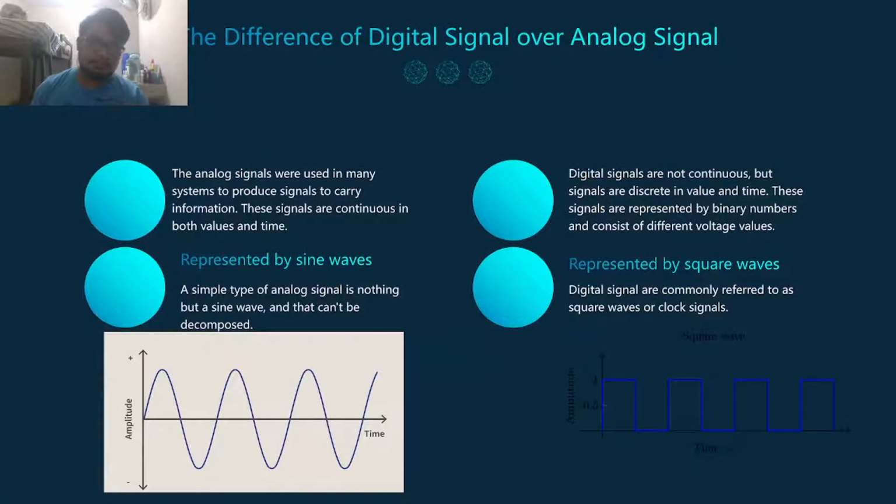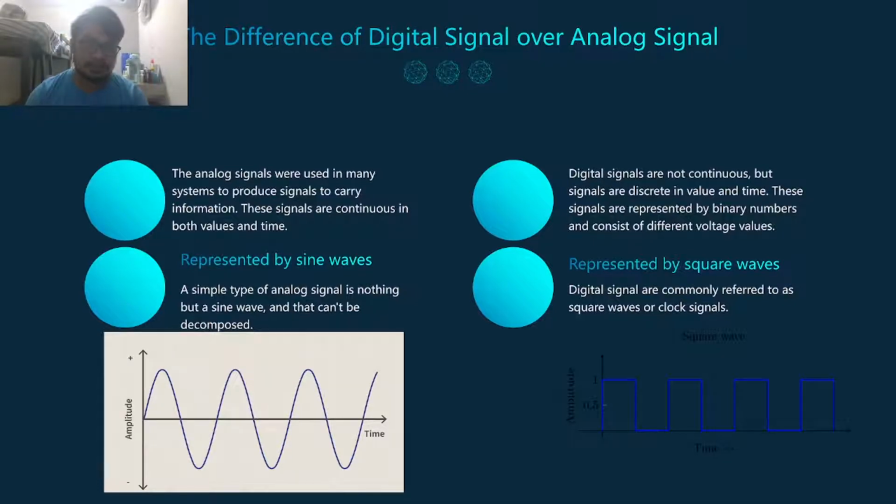Next is the difference of digital signal over analog signal. The analog signal were used in many systems to produce signals to carry information. These signals are continuous in both values and time. Whereas digital signals are not continuous, but signals are discrete in value and time. These signals are represented by binary numbers and consist of different voltage values.